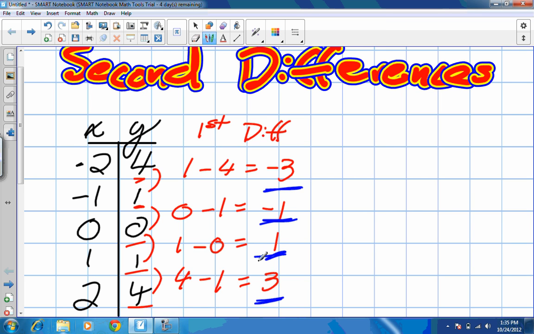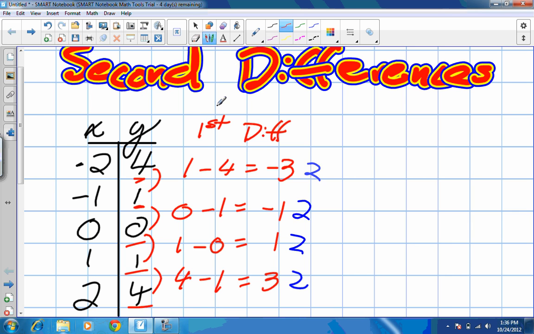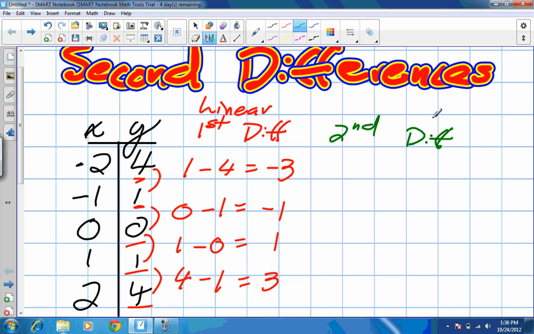They're not the same. We're looking for answers that are the same. Had these answers been the same, for instance, let's hypothetically say that these were all the number 2 for some reason, then this would be a linear equation. In other words, it would form a straight line on a graph. Okay? But because they're not the same, we have to test to see if it's possibly quadratic. Second differences will let us know if something is quadratic.